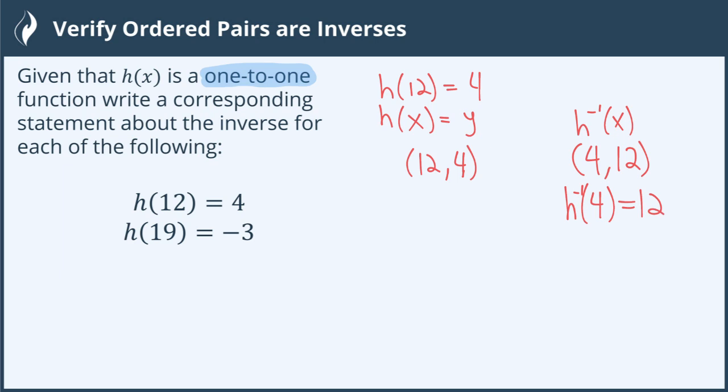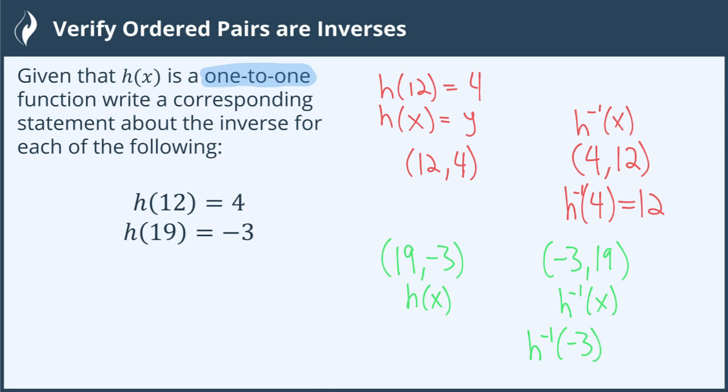Let's take a look at our second question here, h of 19 equals negative 3 as well, because that tells us that x is 19 and y is negative 3 on our h of x graph. If we swap our x and y for our inverse, that's (negative 3, 19), and that goes with our h inverse of x. We would be able to write this as h inverse of negative 3 equals 19.